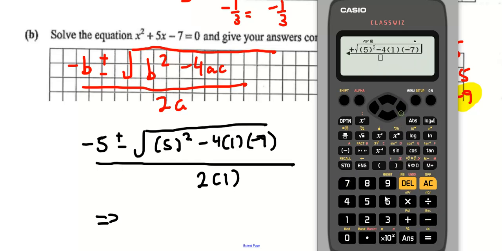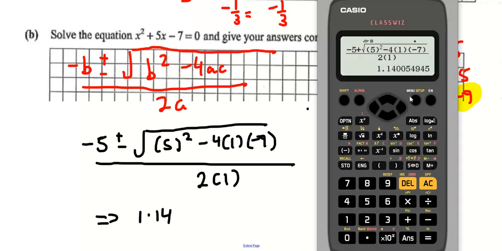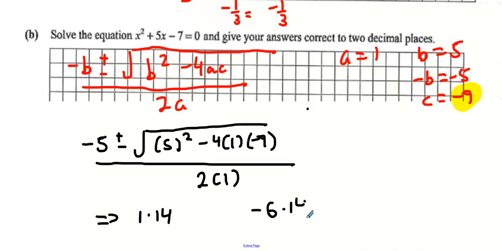-7 all over 2 times 1. Whatever goes into the calculator goes into your notes. What's a -1? What's it? 1.1? How many decimals? Yeah, 1.14. The other one, -6.14. All right, gents.